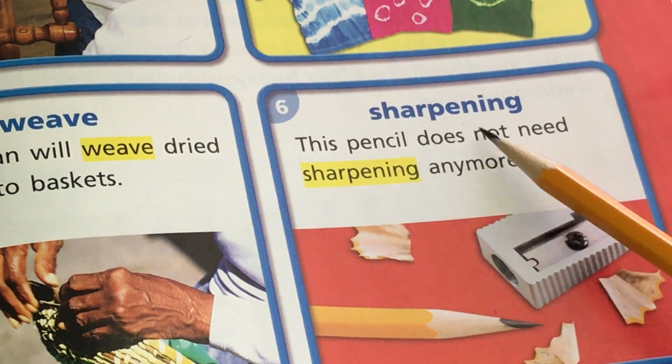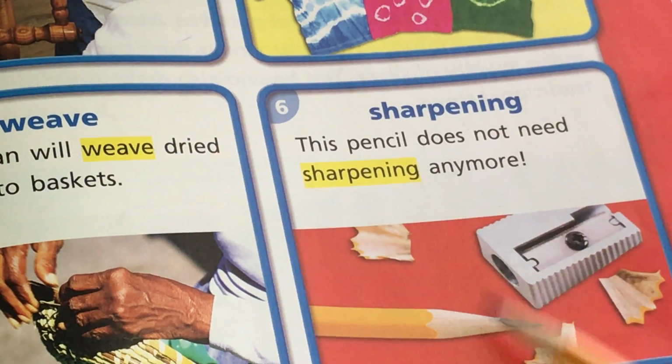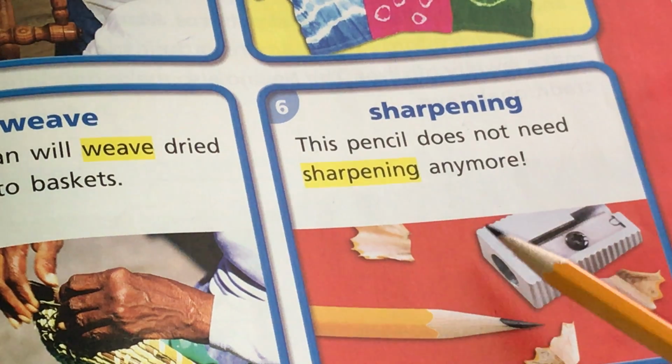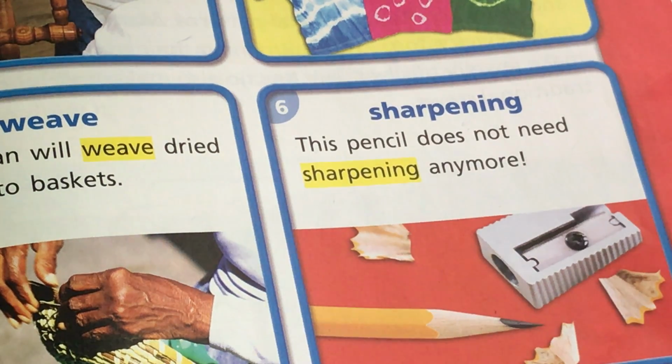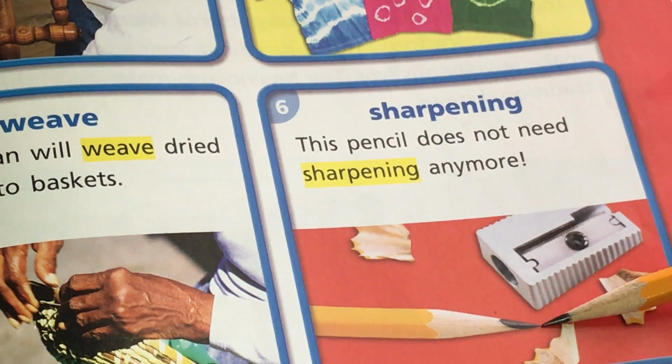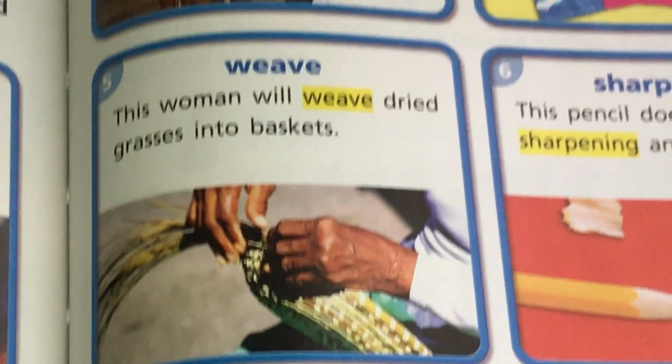The next word is sharpening. This pencil does not need sharpening anymore. Sharpening means to take something that is dull or broken and make it pointy again. You can see they've already sharpened the pencil in the picture, and now it doesn't need sharpening anymore.